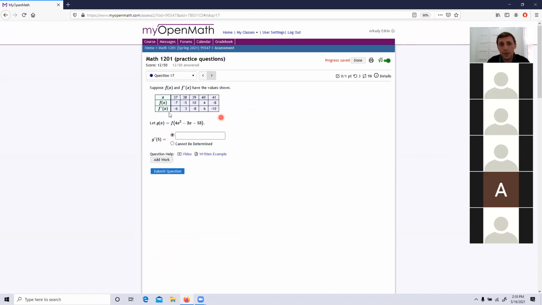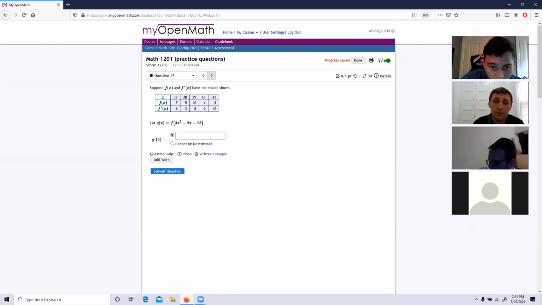All right, here is another one. f of x and f prime have the values that you see over here. And then we have g(x) = f(4x² - 2x - 53). So it asks you to calculate g prime of 5. Yes? g prime of 5 from the information of f. How do they even want you to put the g is this thing? Okay, yes. g is f of 4x² and so on. This is g. Okay, so we want to understand what is g prime of 5, please, fast.